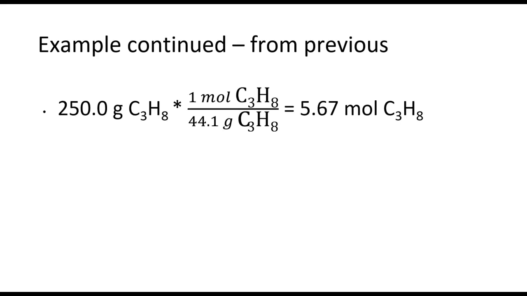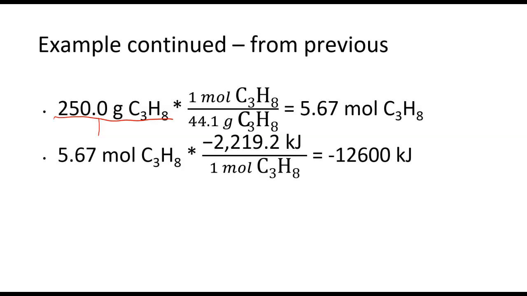So I know I have 250.0 grams of C3H8. I can use the molar mass of C3H8 to get my moles of C3H8. Once I know my moles of C3H8, I can then use that I have negative 2,219.2 kilojoules for every 1 mole of C3H8. I can multiply that through, and my moles of C3H8 are going to cancel, and I get that I release negative 12,600 kilojoules when I do this reaction with 250 grams.